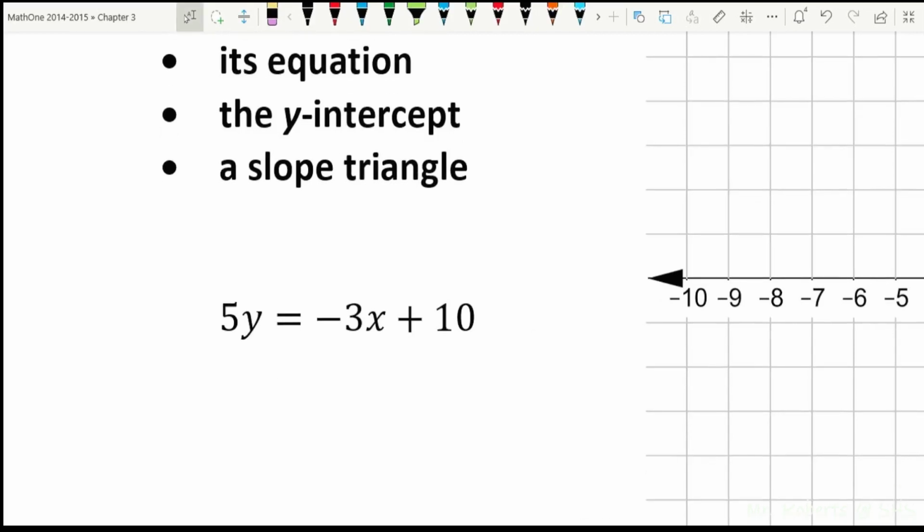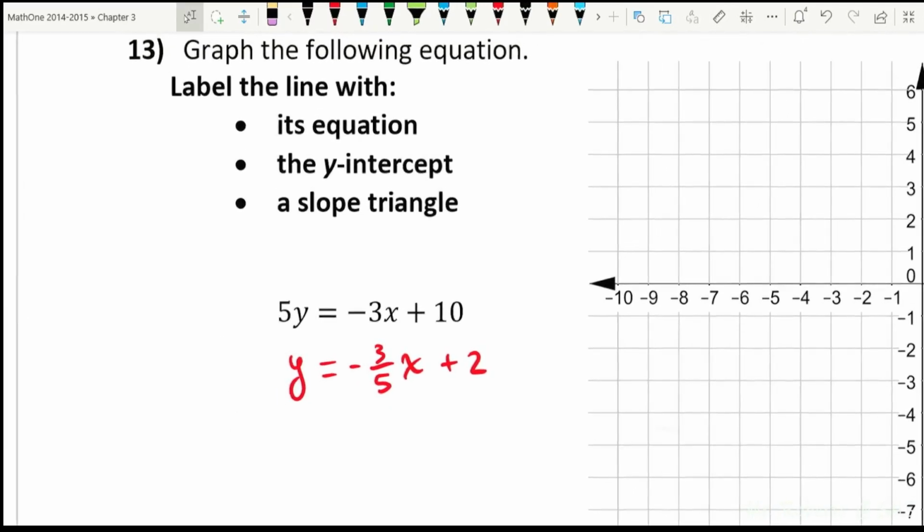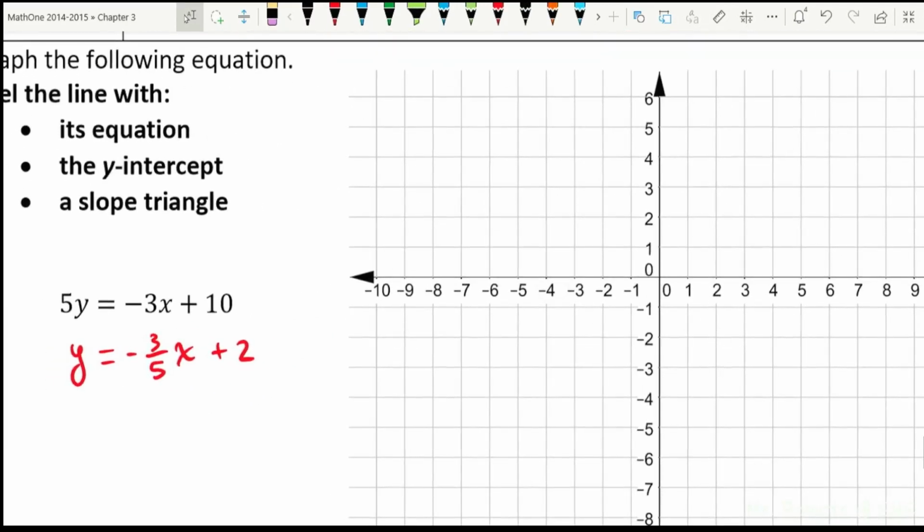I can divide everything by 5, and that's probably the most reasonable thing. That'll give me y is equal to -3/5 x, and then plus the number 2. Okay, actually, let's do this. I'm not going to write it in standard form or anything. Let's just go with slope-intercept form.